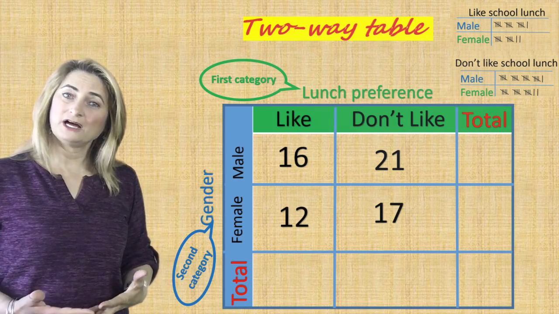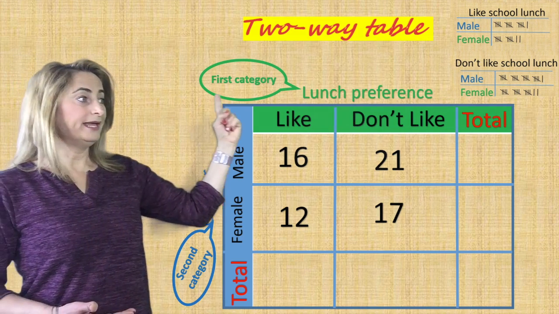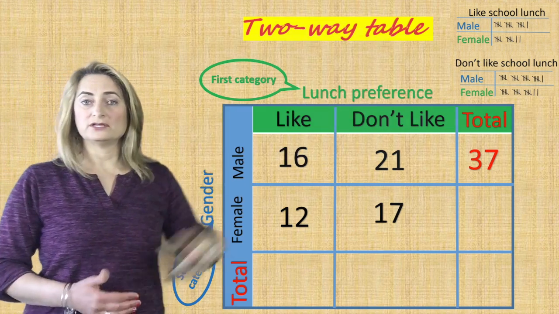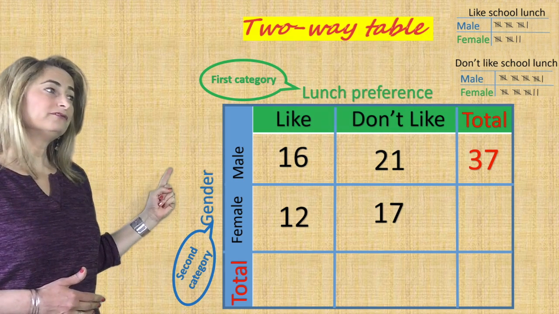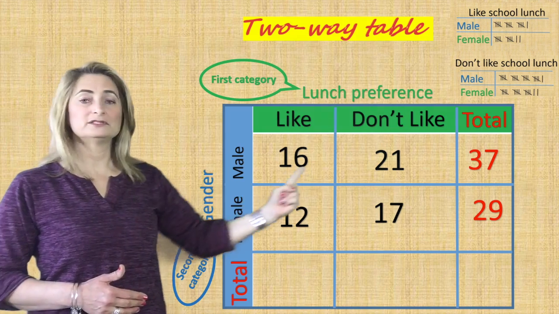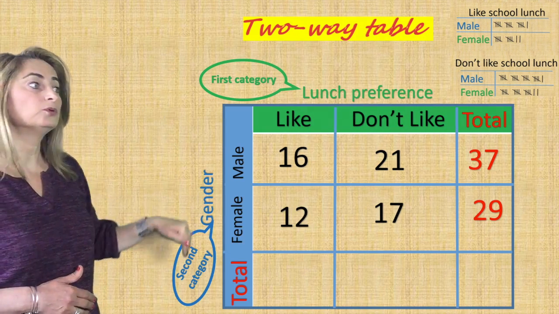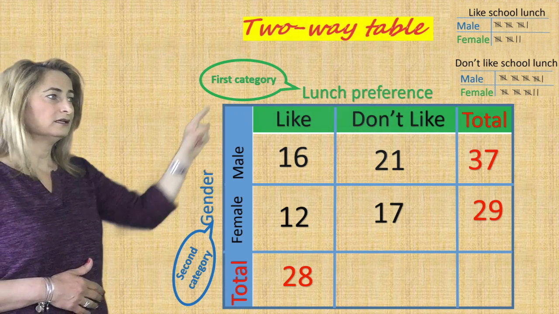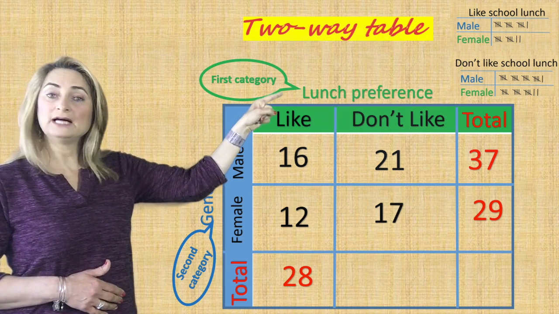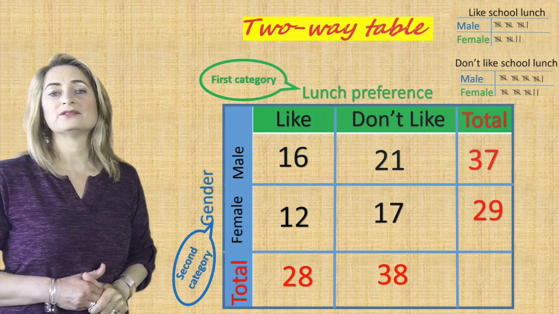Now let's fill out the total column and row. The total male is 16 plus 21 is 37. Those are the total males surveyed. And the total number of females surveyed is 12 plus 17, which is 29. Now let's fill out the total people who like school lunch, which is 16 plus 12 is 28. Total number of people who did not like school lunch, 21 plus 17 equals 38.